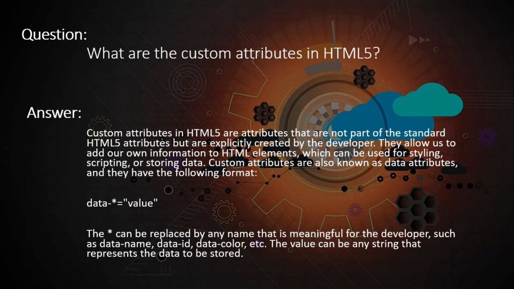What are the custom attributes in HTML5? Custom attributes in HTML5 are attributes that are not part of the standard HTML5 attributes but are explicitly created by the developer. They allow us to add our own information to HTML elements, which can be used for styling, scripting, or storing data. Custom attributes are also known as data attributes, and they have the following format: data-star equals value. The star can be replaced by any name that is meaningful for the developer, such as data-name, data-id, data-color, etc. The value can be any string that represents the data to be stored.